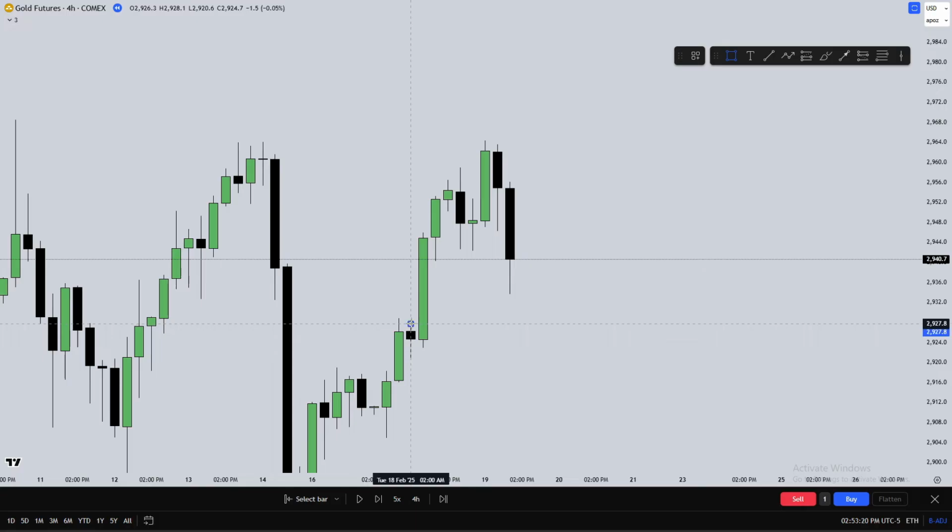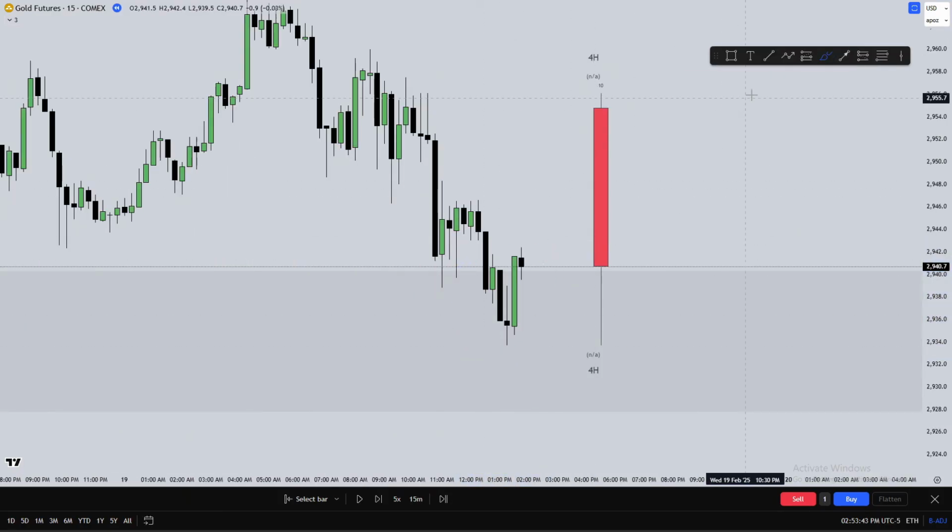And here's another example right here. We have a nice 4-hour fair value gap on gold that we tap into, and our aligned time frame for this would be the 15-minute chart. So let's go on to that. So we're on the 15-minute chart for structure right here, and as you can see, we get a nice change in state of delivery right away.